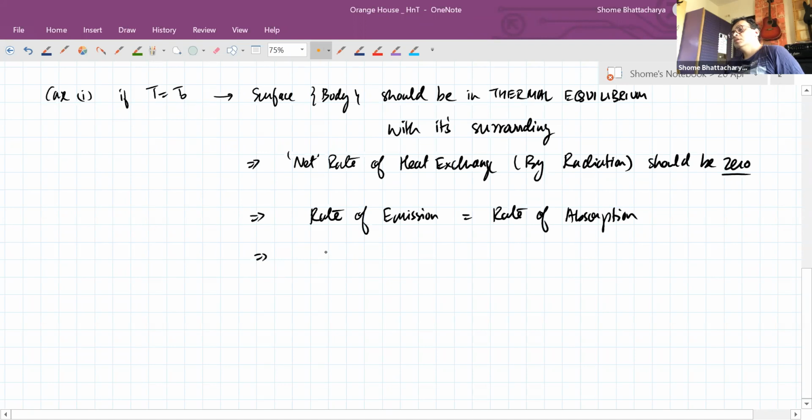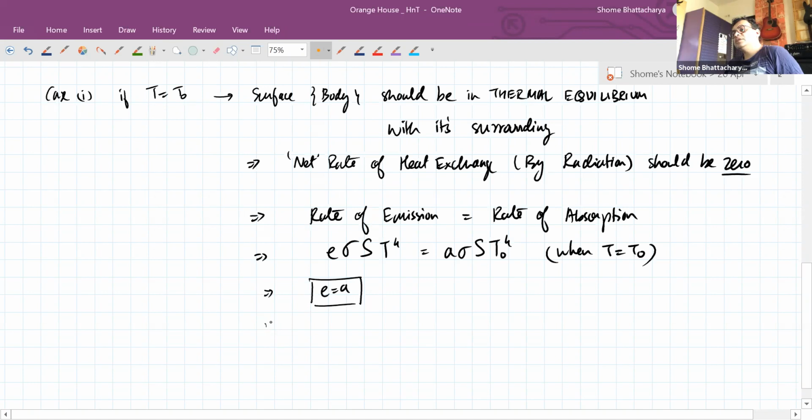So that means e into sigma into surface area into surface temperature to the power 4 should always be equal to absorptivity into sigma into the same surface area but into surrounding temperature to the power 4 when T is equal to T naught. So these two quantities should be equal when T is equal to T naught. So that gave us the important result that e is equal to a. That shows that the emissivity has the identical value as absorptivity.